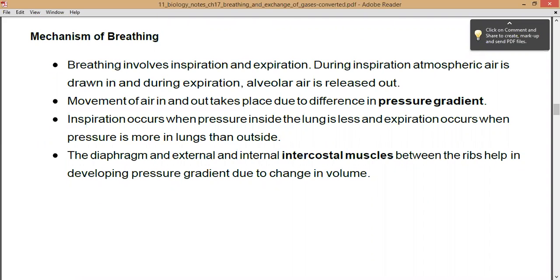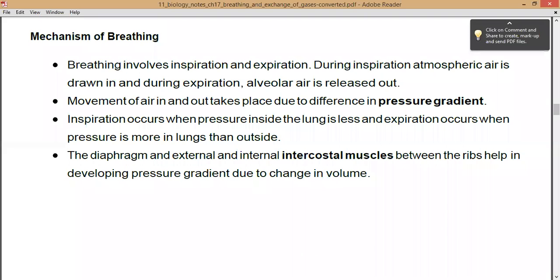So whatever CO2 has been produced by the cells in your body, all that CO2 which is right now present in the alveolar sac, right, all that air is released out. So the atmospheric air which contains oxygen is taken in, and the alveolar air which contains carbon dioxide is released out, right? The movement of air in and out takes place due to differences in pressure gradient.